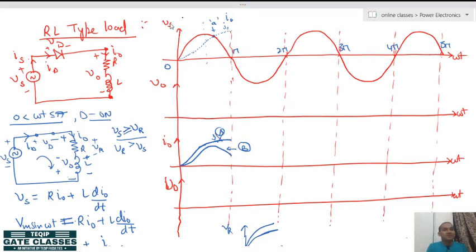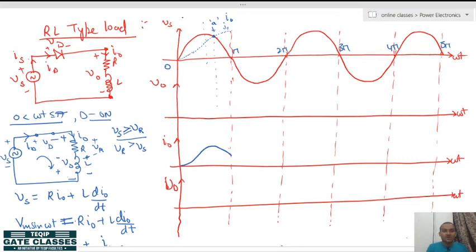That is why, when we deal with the RL circuit, we get this kind of wave, the curve B. Let us make it here. If this is point A, then till point A the inductor current will peak, and after that the inductor will start discharging.